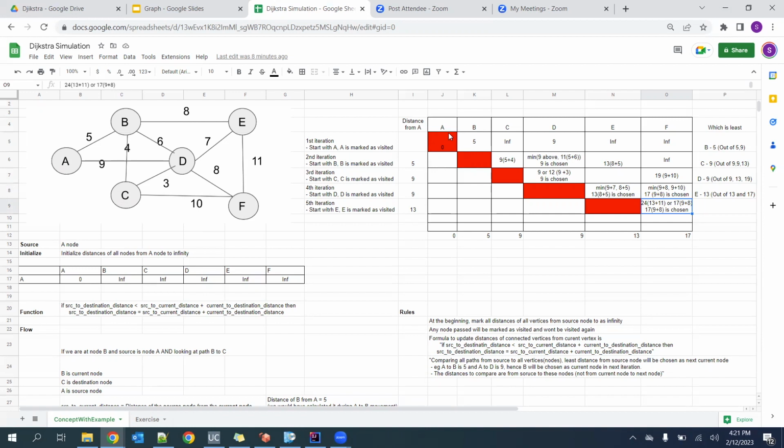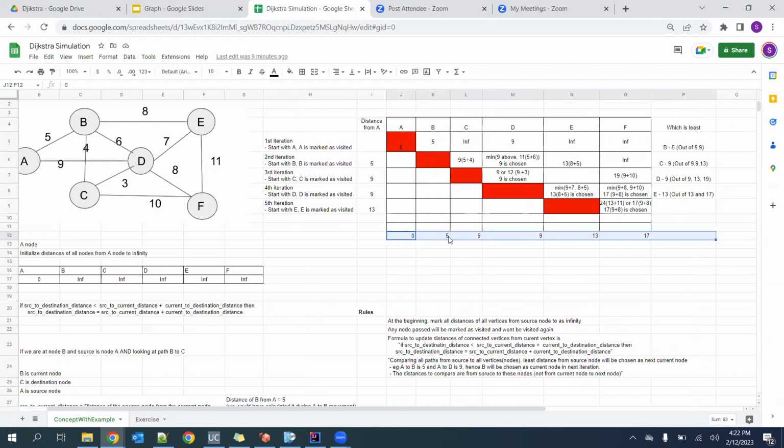Now you see the distance from A to A is 0, A to B is 5, A to C is 9, A to D is 9 because 9 is chosen, A to E is 13 because 13 is chosen, and A to F is 17 because 17 is chosen. Correct? You cannot find any other path whose distance from A to any other node is less than any of these. In short, this is our Dijkstra algorithm.